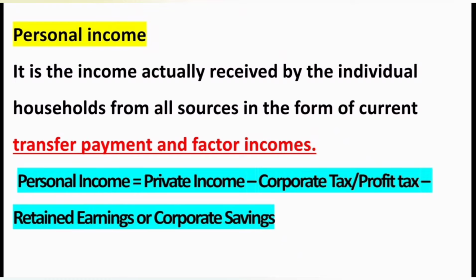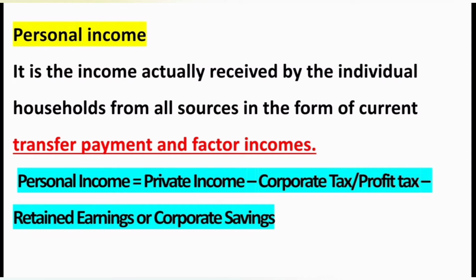In the previous module, we were discussing private income. Private income is a broader concept because private income includes the income of the private firms and households, but personal income is the income of the households only. Private income belongs to both the private enterprise and household, but personal income refers to that part of the private income which is received by the households only.